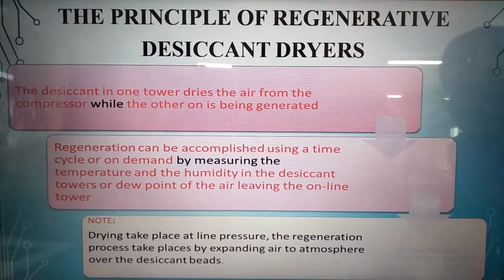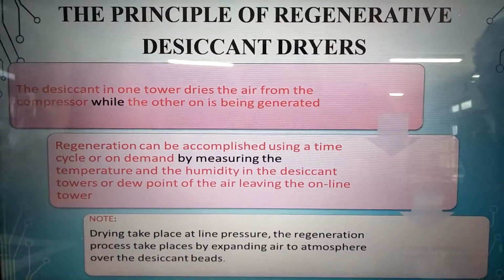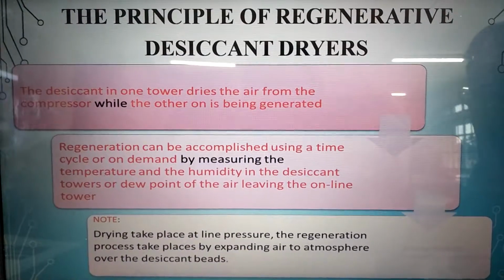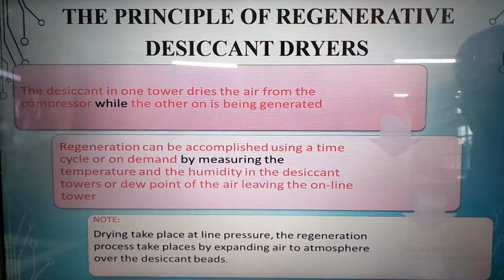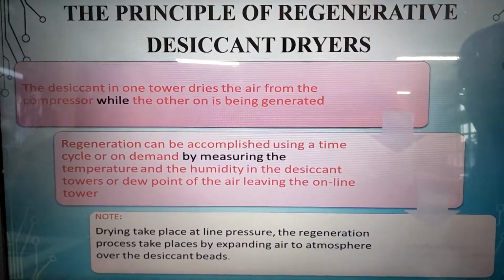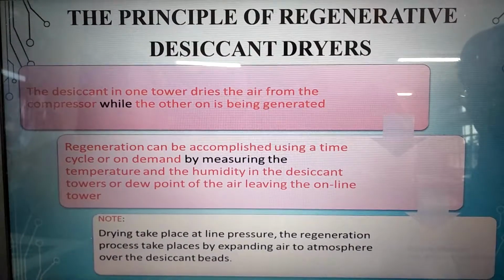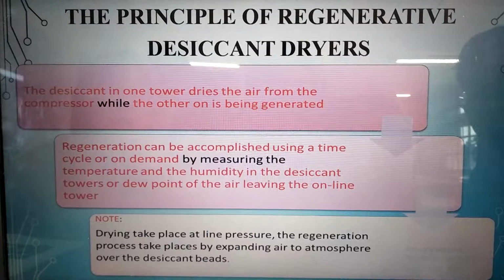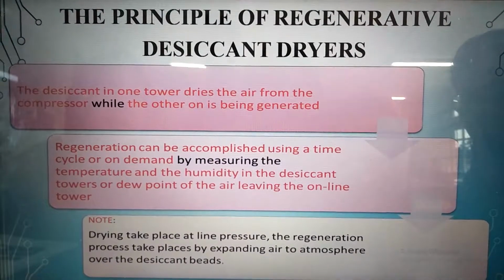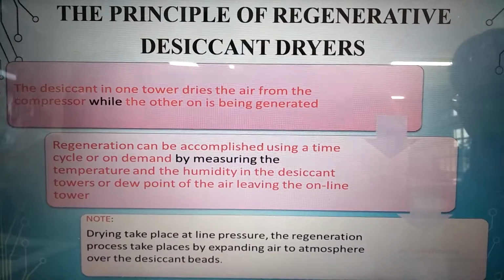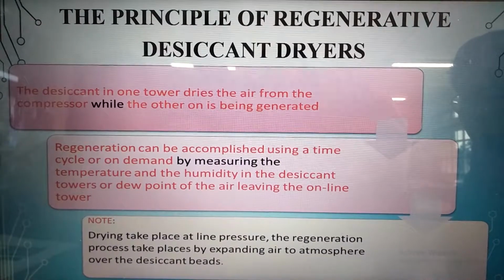The desiccant in one tower dries the air from the compressor while the other one is being regenerated. Regeneration can be accomplished using a time cycle or on demand by measuring the temperature and the humidity in the desiccant towers, or the dew point of the air leaving the on-line tower. Note: the drying takes place at line pressure. The regeneration process takes place by expanding air to atmosphere over the desiccant beads.